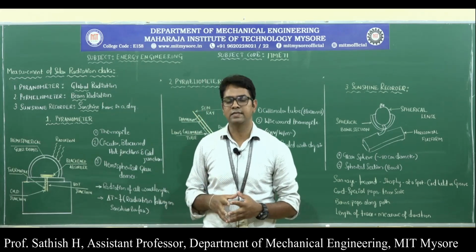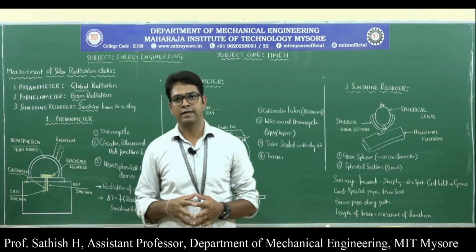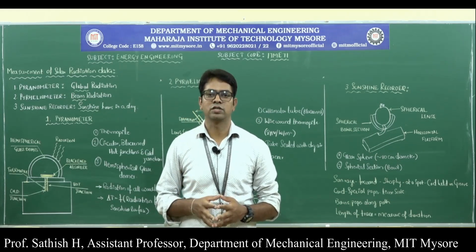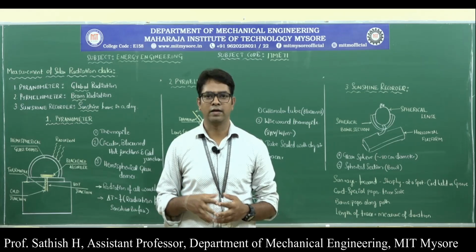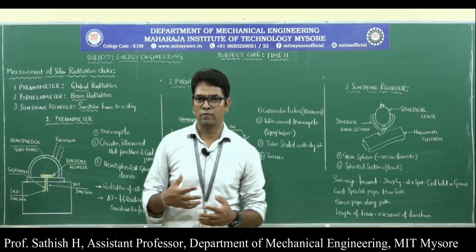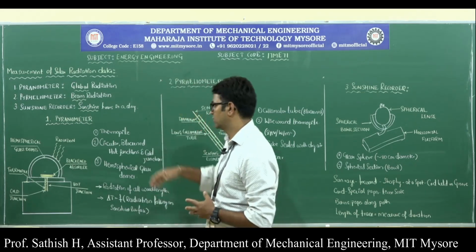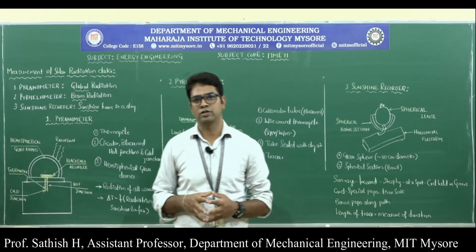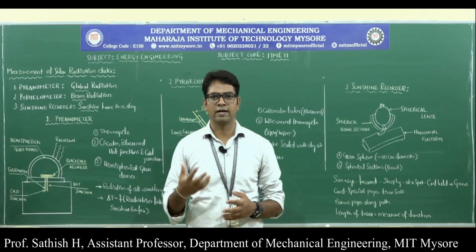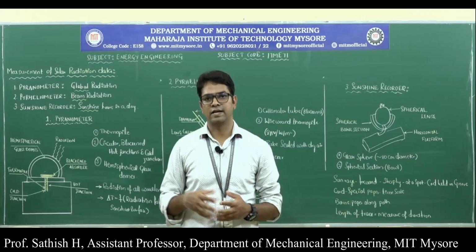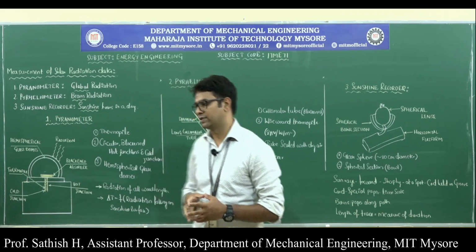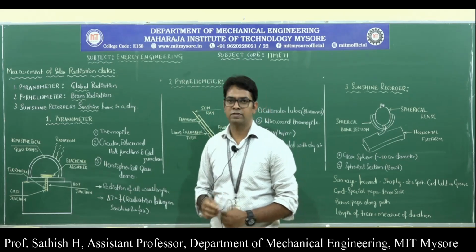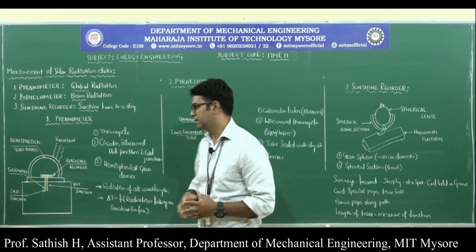Now let us discuss the three instruments in detail with the help of a sketch: what is the construction, how do they work, and what they are used to measure. The first one is the pyranometer. As I said before, it is used to measure global radiation on horizontal surfaces as well as inclined surfaces. Coming to the construction, the schematic representation of this pyranometer is as shown in this figure.